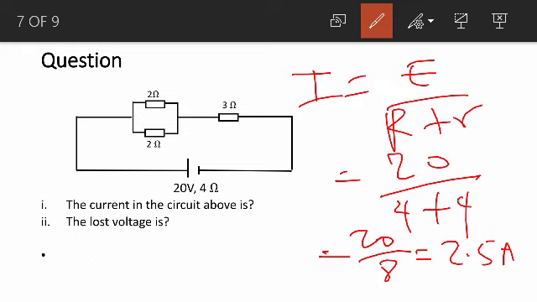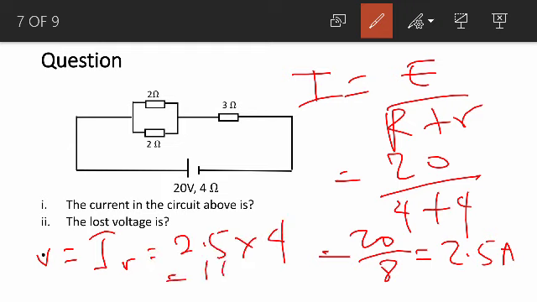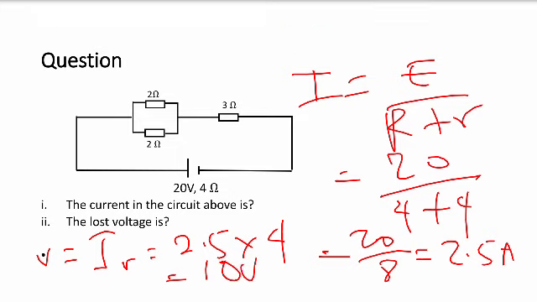Now the next is the lost voltage. The lost voltage is equal to current times internal resistance. So that is going to give us 2.5 times the internal resistance, which is 4, and that gives us 10 volts. So that answers that question.